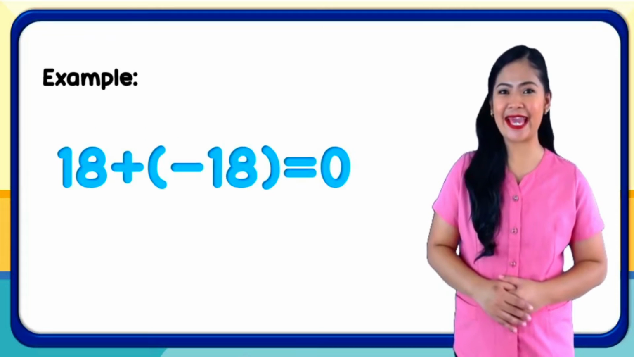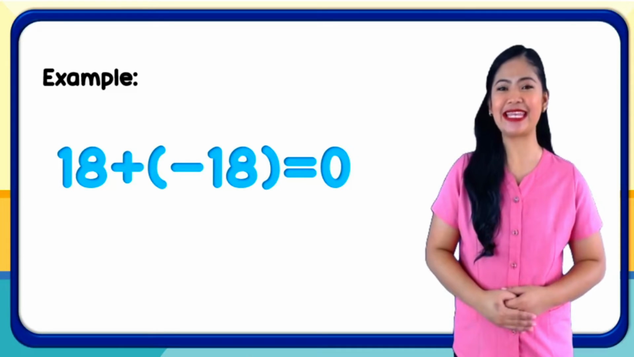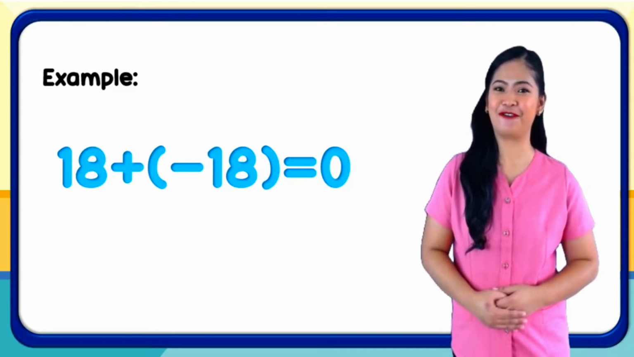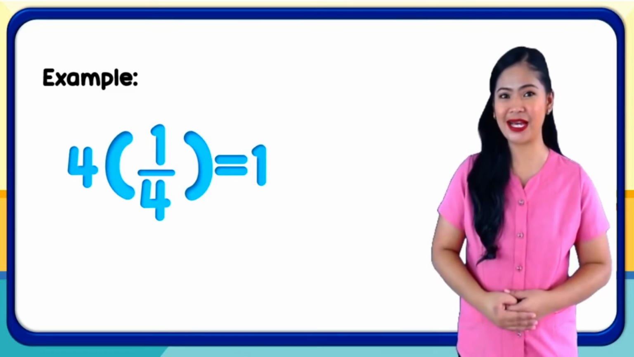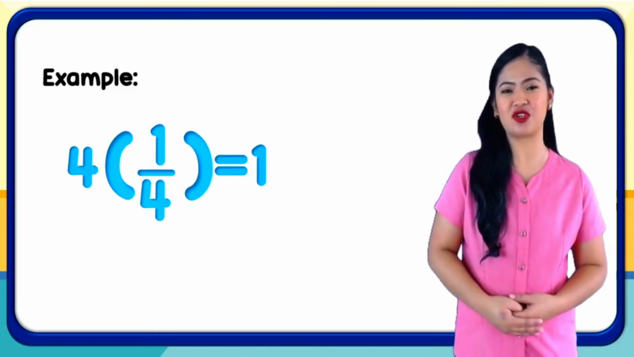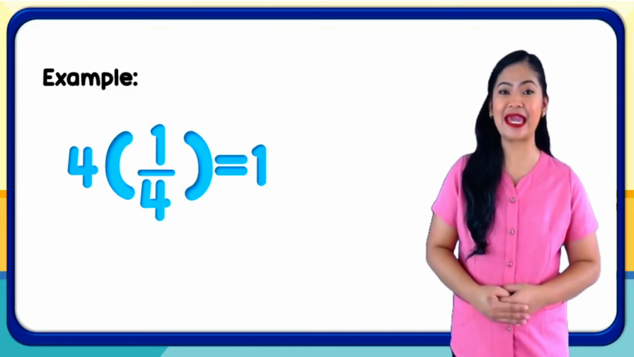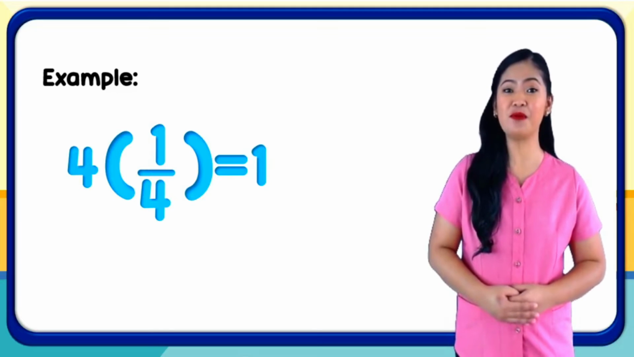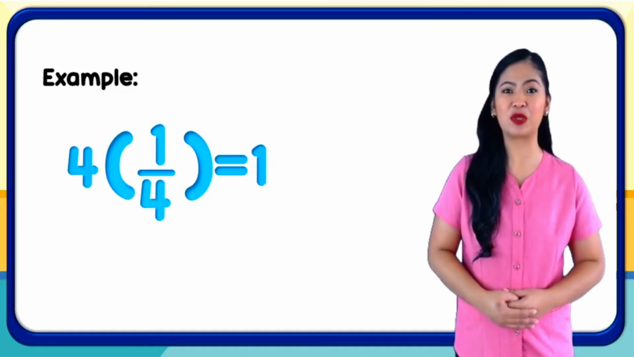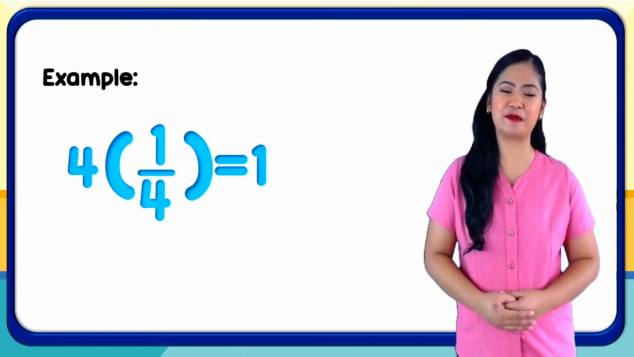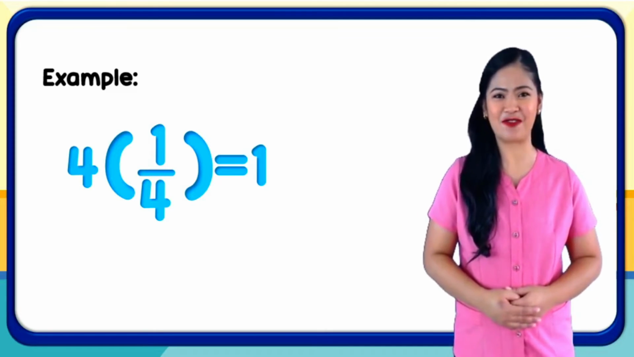For instance, 18 plus negative 18 is equal to 0. That is because they are additive inverses of each other. Furthermore, 4 times 1/4 is equal to 1. That is because they are reciprocals of each other. So, when you add additive inverses or opposites, it will be equal to 0. While when you multiply multiplicative inverses or reciprocals, it will result to 1. That is inverse property. That completes our 6 properties of operations on the set of integers.